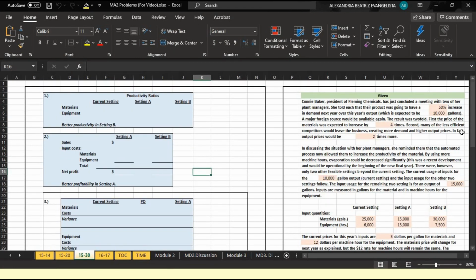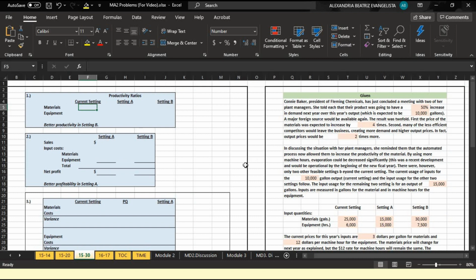As you can see here, I have already placed the necessary details in order for us to solve this problem. So now, let us answer the first requirement, which is to calculate the partial measures of productivity for the current year and for the 2 settings, and which of the 2 settings signals an increase in productivity for both inputs. To compute the partial measures of productivity, we will make use of the productivity measure, which is computed by outputs over inputs.